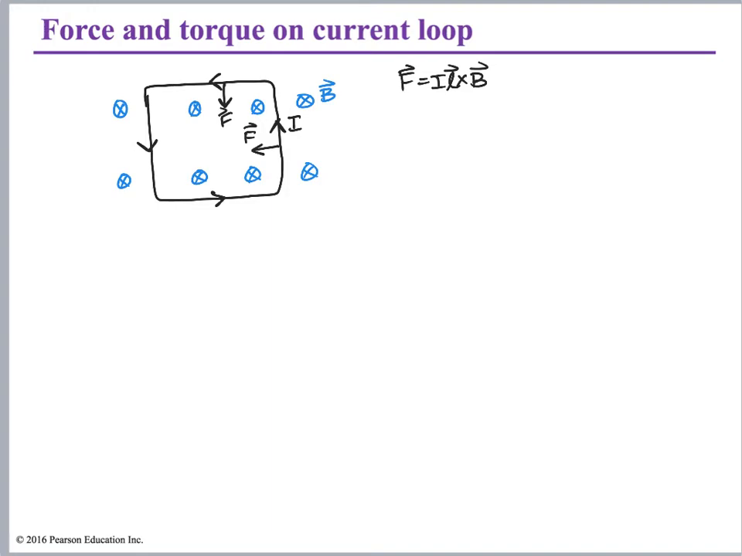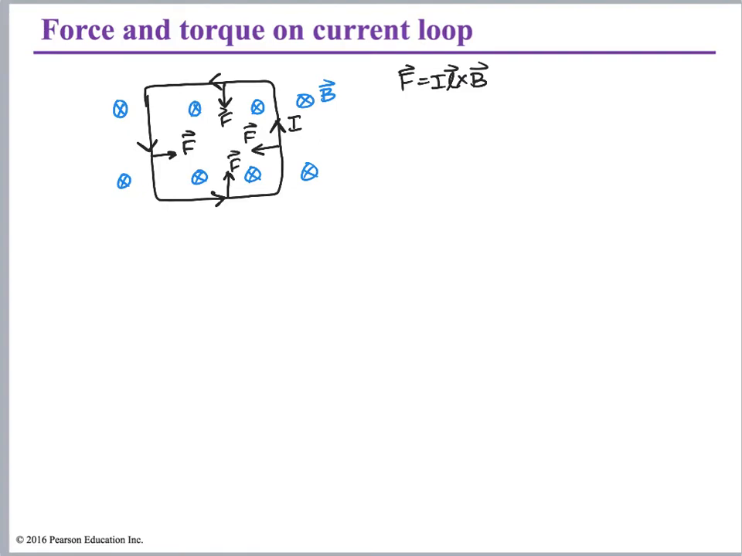Move to the left hand side. I'm going to do my right hand rule again. You should be getting better at this, and you should have seen that that's going to be a force to the right. And finally the bottom, if we do IL cross B, we have a force upward.